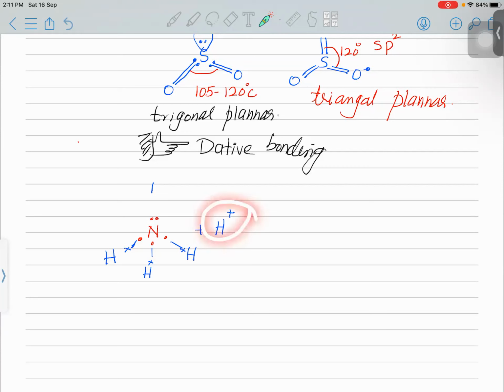A beggar is required, and a rich person is required. When the rich person gives a lone pair to the beggar, a dative bond is formed.